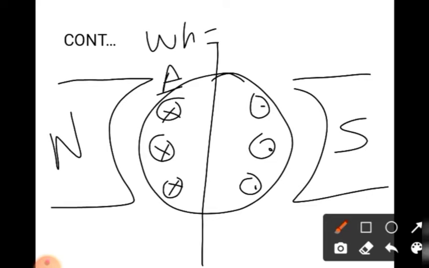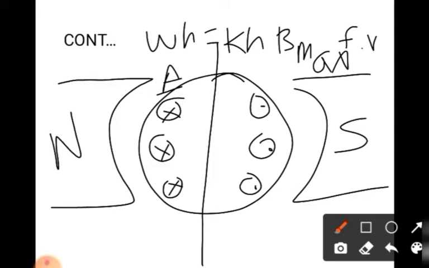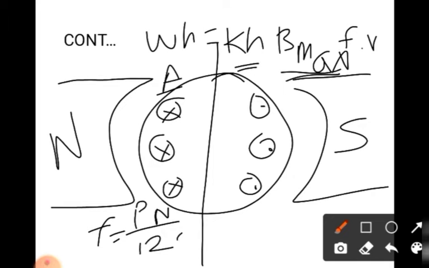WH is equal to KH Bmax F into V. Here KH is the hysteresis coefficient, Bmax is the maximum flux density, F is the frequency of reversal and it is calculated as F is equal to Pn divided by 120, and V is the volume of armature.